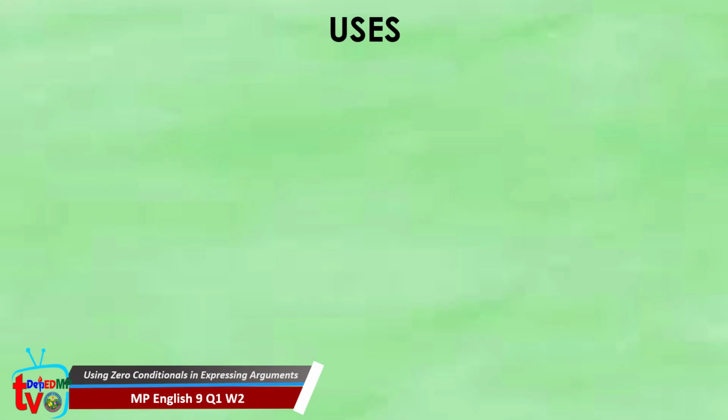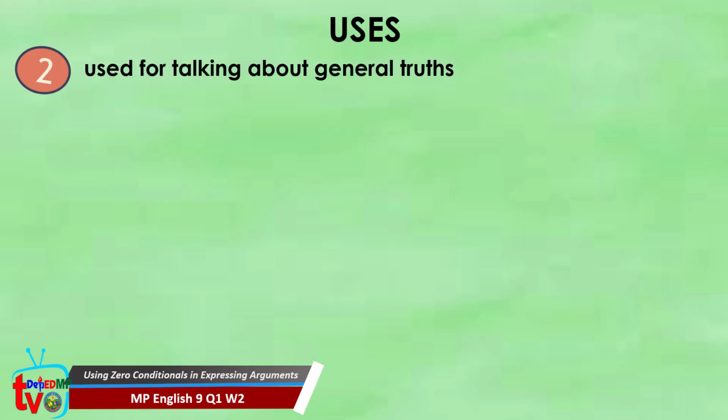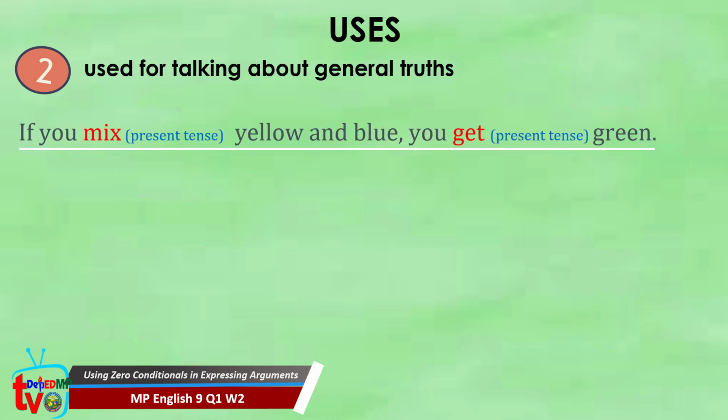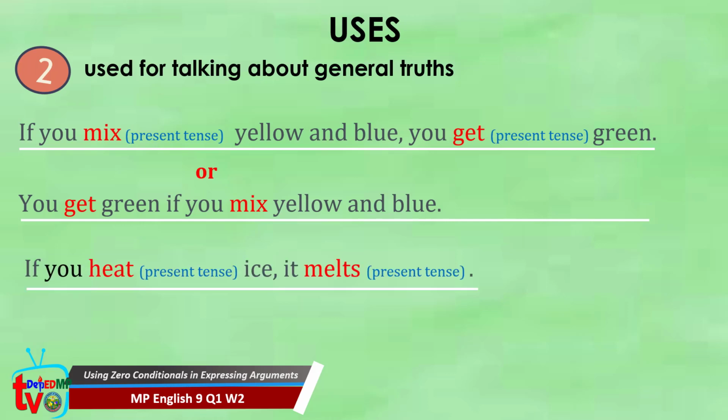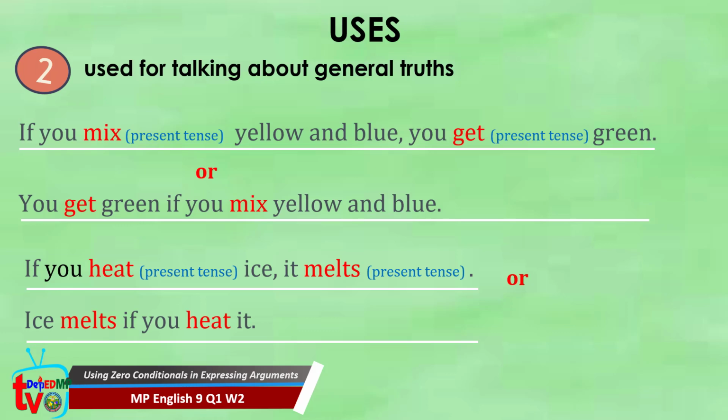The second use is zero conditional sentences are used for talking about general truths. Let's take a look at the examples. If you mix yellow and blue, you get green. Or you get green if you mix yellow and blue. Another, if you heat ice, it melts. Or ice melts if you heat it. These two examples show or tell about general truth.